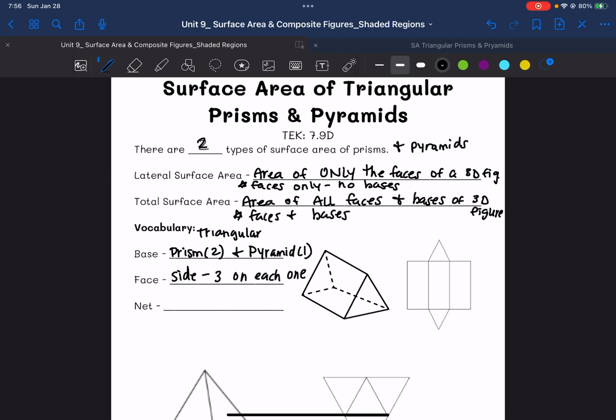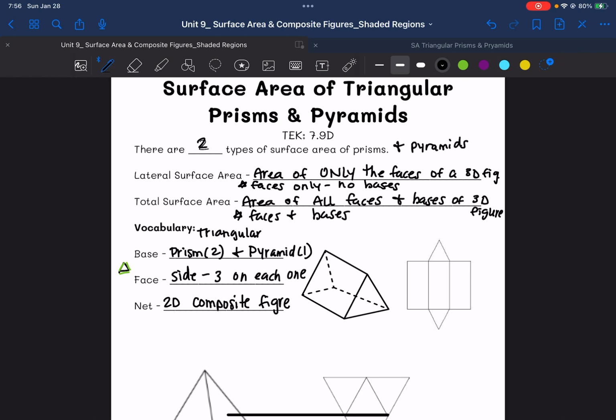Now let's think about this. We have a triangle base, and each side has to have a face touching it, okay? All right, so here, a net is just a 2D composite figure. It's if we were to take that prism and open it up so that you can see all the pieces that make it up, okay?